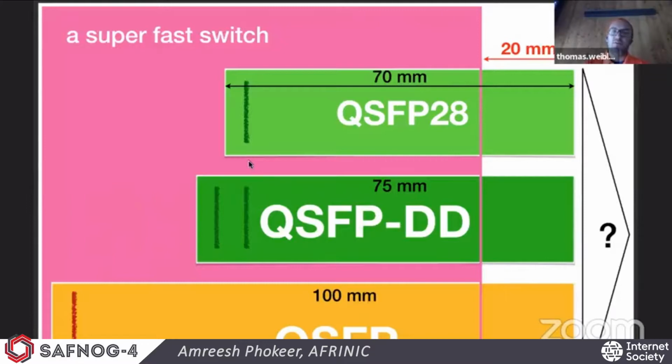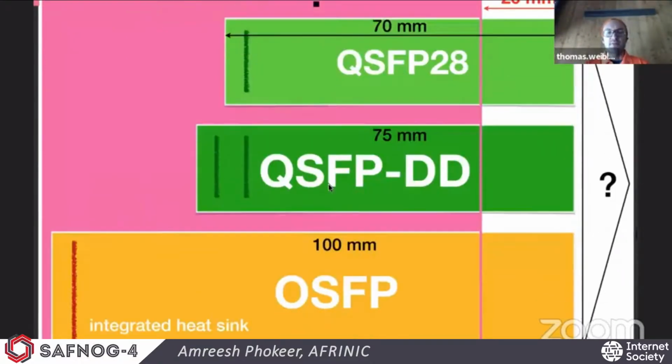So a QSFP28 has one row of golden finger pads, which are connecting to the socket in the switch. Now a QSFP-DD slot has basically 2 rows of golden finger pads, and when you plug in a QSFP-DD, both rows are used. And when you only plug in a QSFP28, only the first row is used. And that's how this backwards compatibility is made.